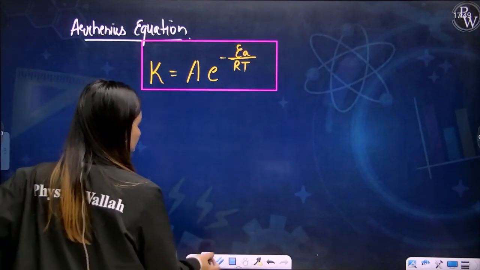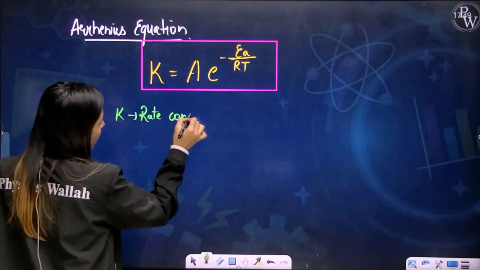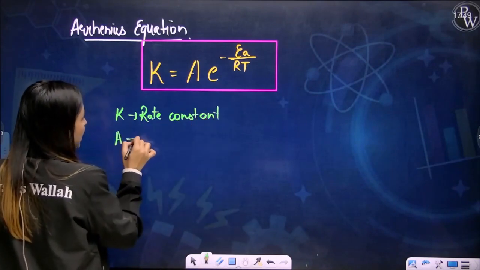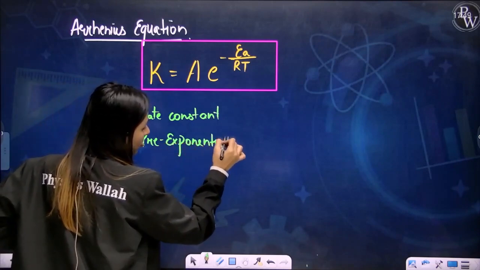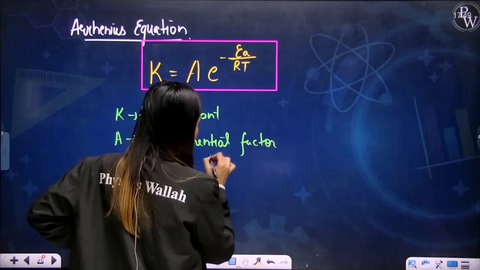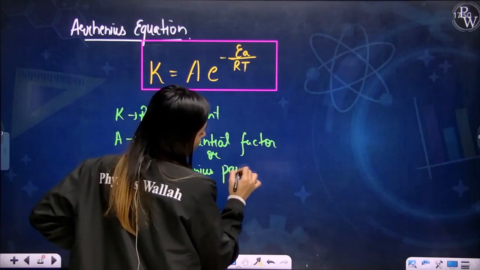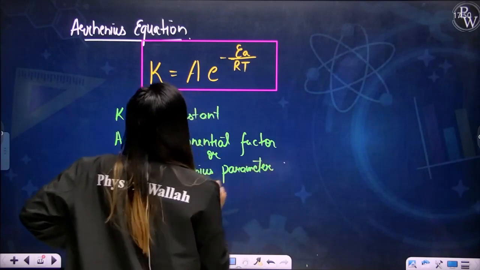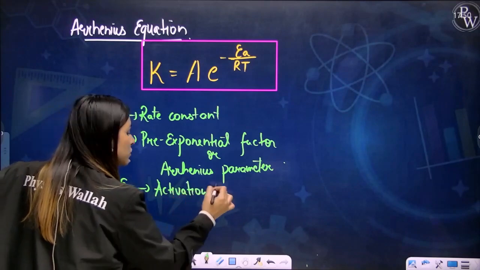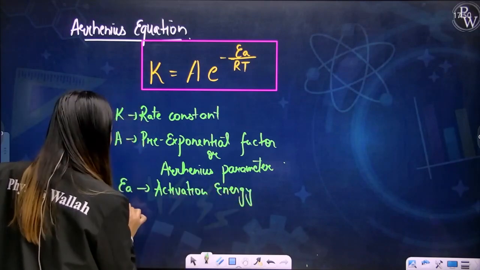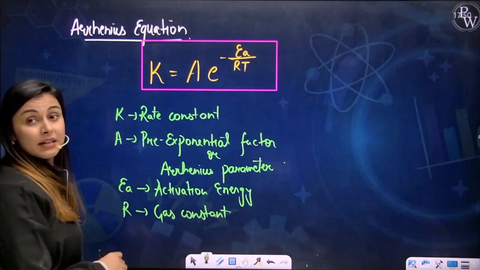Here, my dear students, k is your rate constant. A is your pre-exponential factor, also known as the Arrhenius parameter. Ea is your activation energy. I'll make you understand this as well, don't worry. R is your gas constant. And T is your temperature.